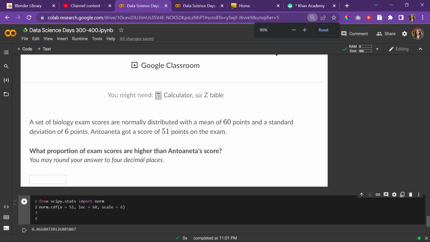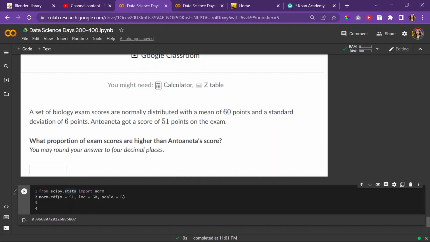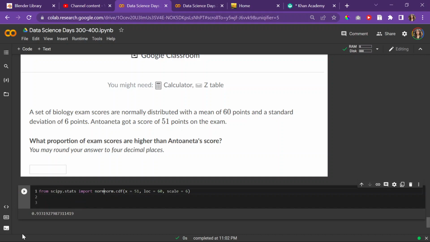I believe it says 0.06680. That is the proportion of exam scores that are lower than Neta's score, because CDF in Python calculates the proportion or the area below a certain point, and that point is x. If I want the area or the proportion, by the way, they're the same thing, above or higher than Antoaneta's score, I have to use the opposite of norm.cdf, which is basically 1 minus norm.cdf.